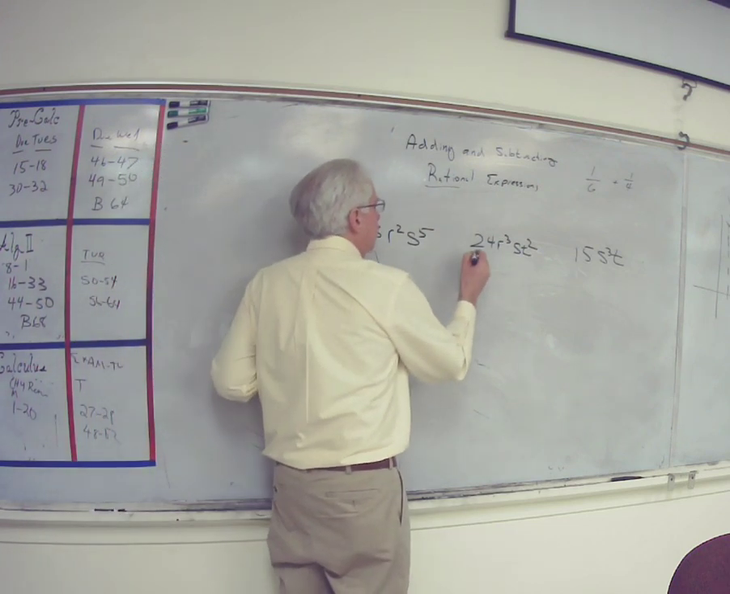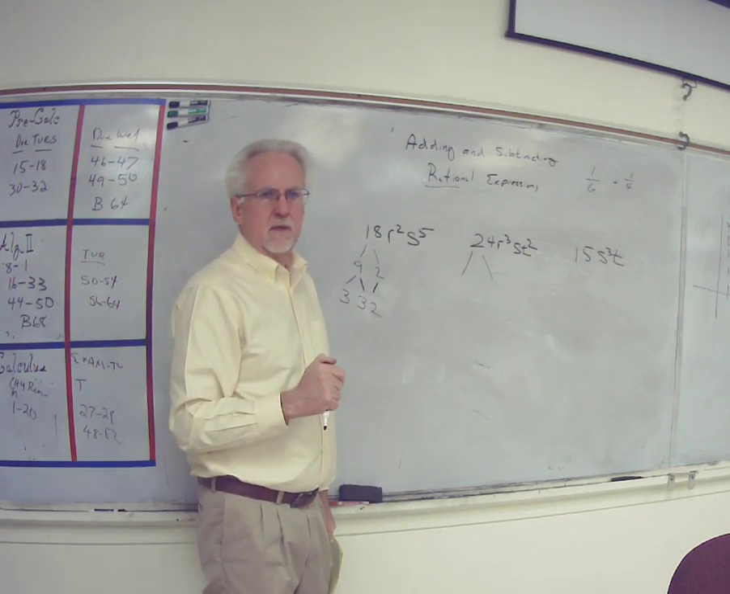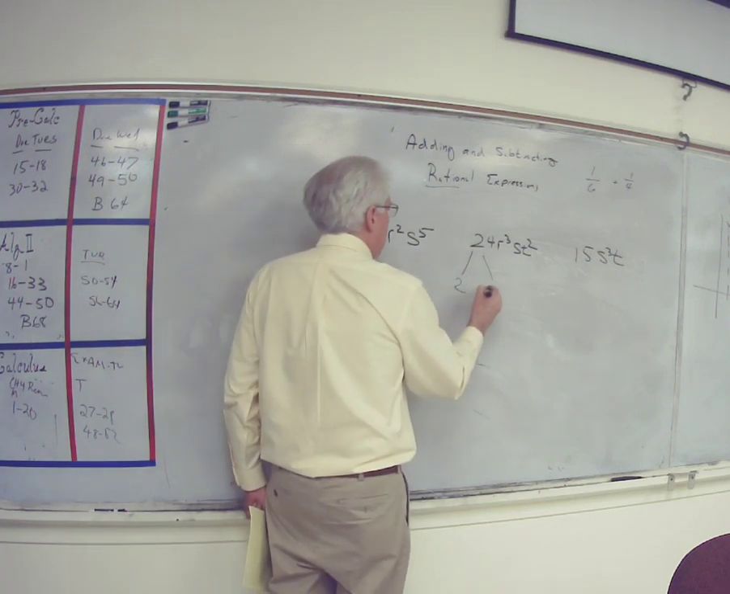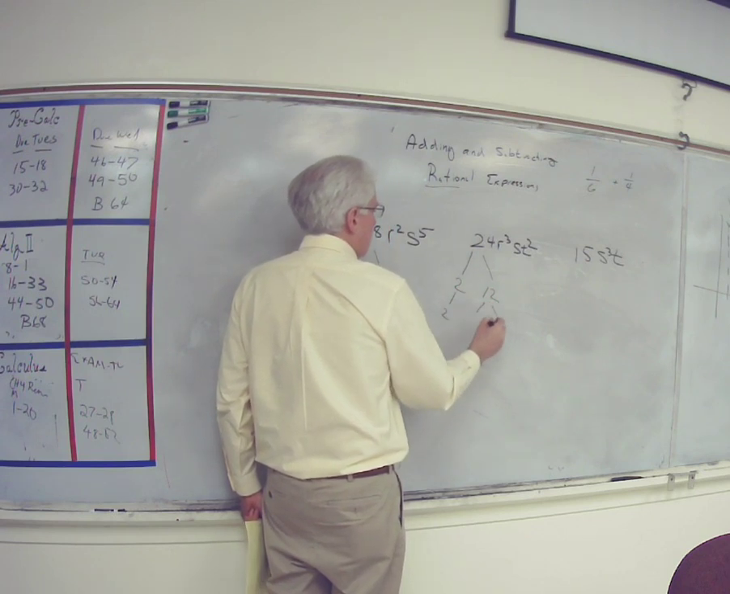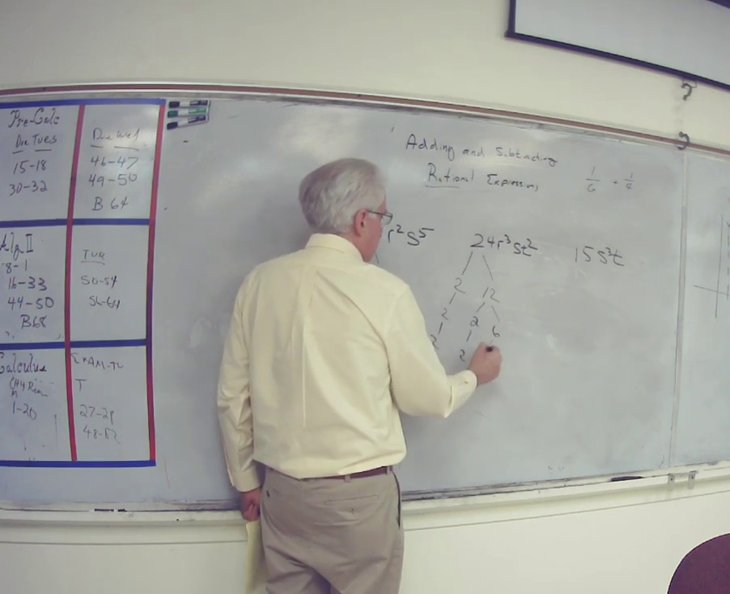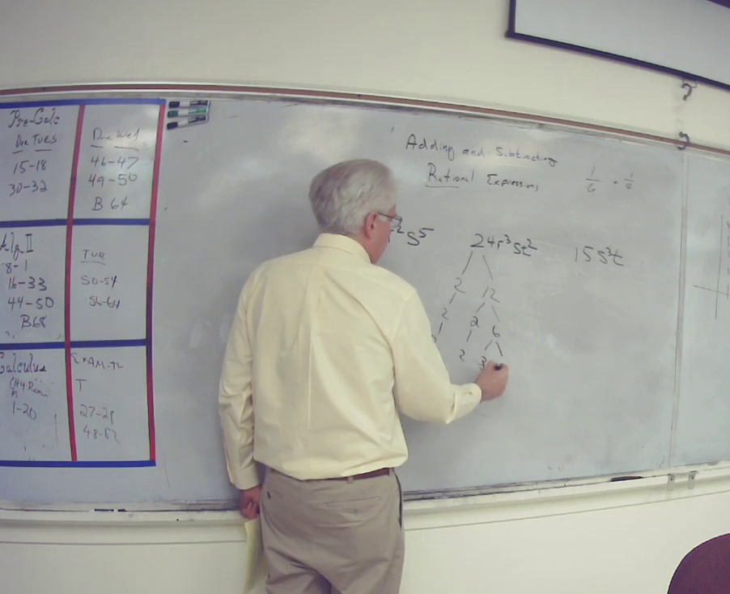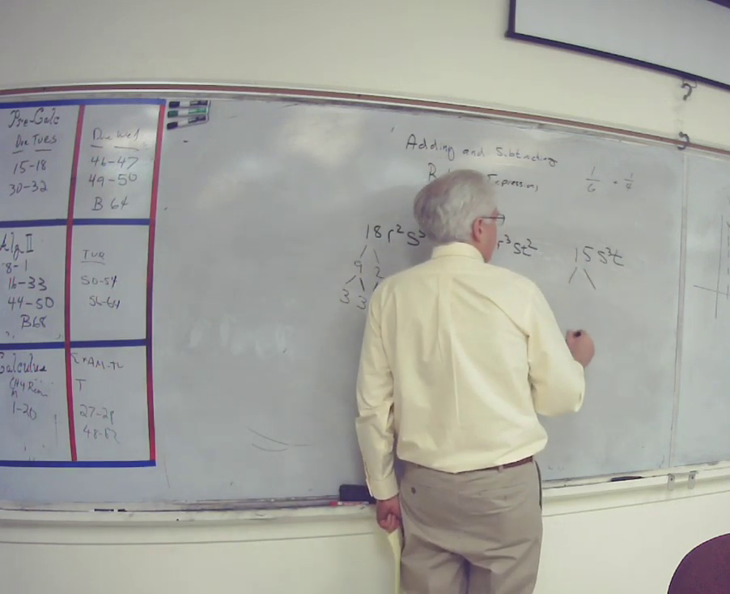Okay, Jaden, tell me the 24. You don't have to do it in one step, but just give me a starting place. 2 and 12. Can I do anything else with 2? No. 12 is what? 2 and 6. Now what do I have to deal with? 6. 6 is what? 3 and 2. Okay, Logan, help me with this one.